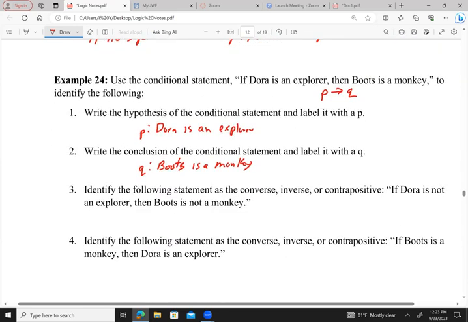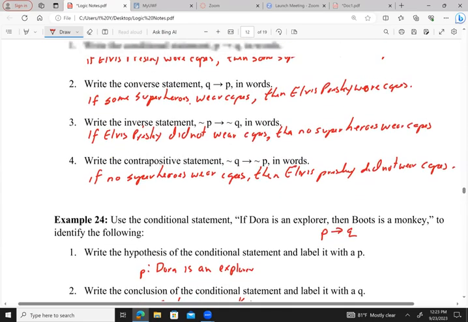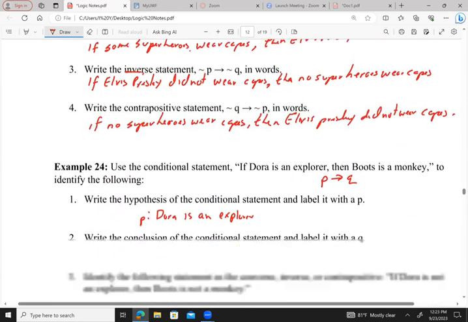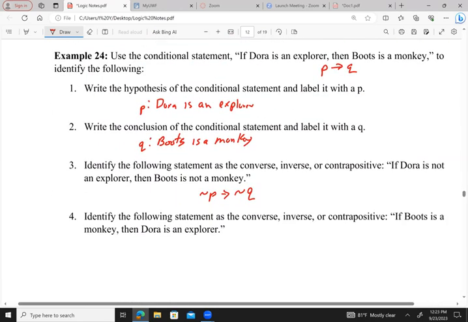Now, identify the following statement as a converse, inverse, or contrapositive. Well, let's look at this. If Dora is not an explorer, so that's not P, then Boots is not a monkey, so that's not Q. And which one is not P, not Q? It's the inverse.